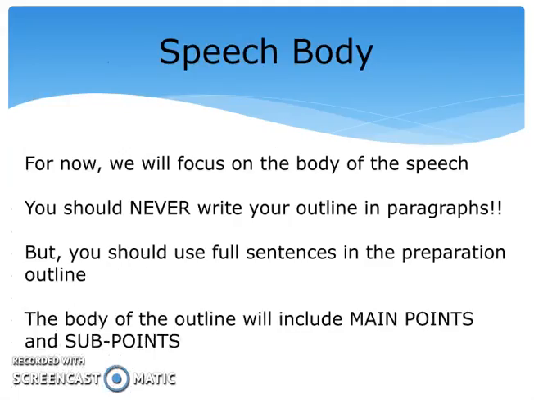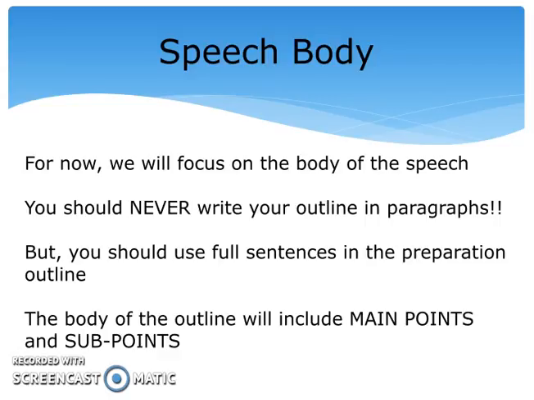For now, let's focus on the body of the speech. So you should never, ever write your outline in paragraphs. I see this so often with preparation outlines. It's basically just a main point and then multiple large, long paragraphs. Why don't we do that? The reason that we don't do that is because how can you learn a speech by reading large chunks of information like that? It's really hard to gain control over the content if it's not broken down.